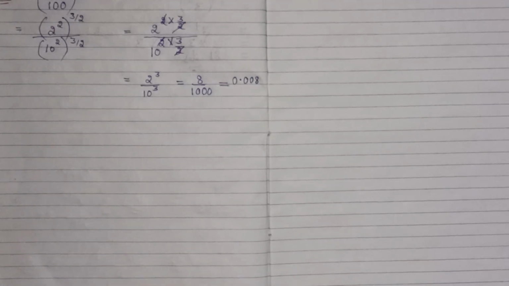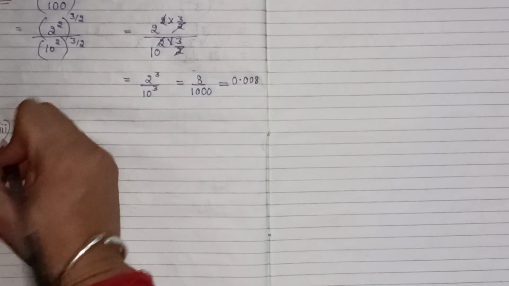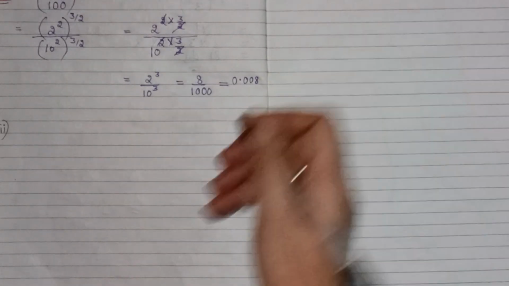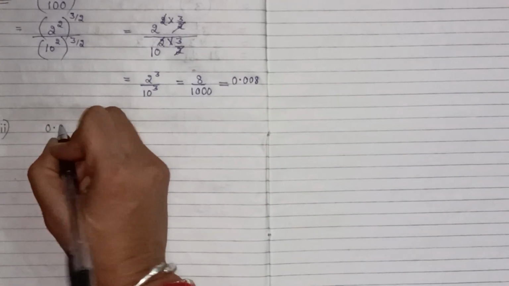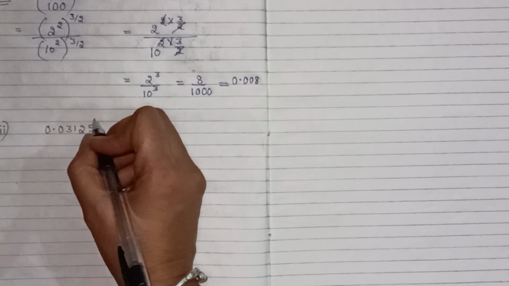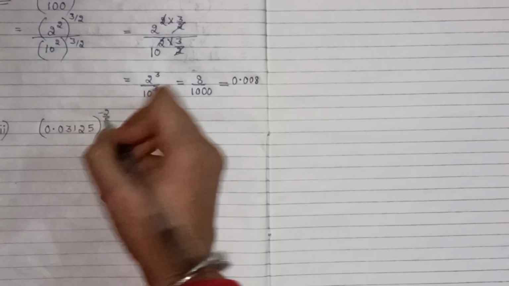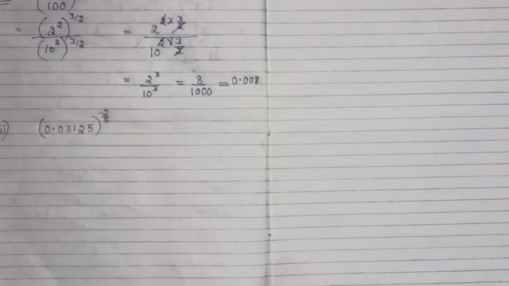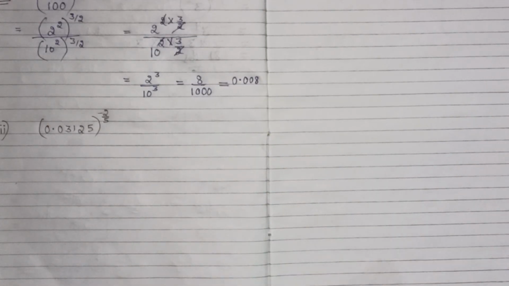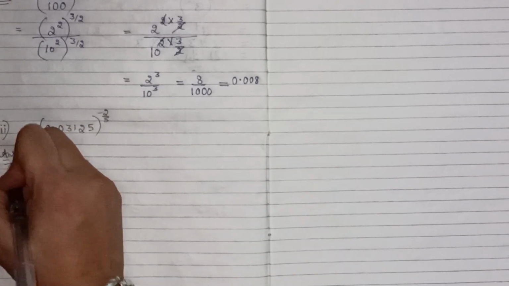Now, we are doing question number 3, third part. All parts are the same. So, now our third part is 0.03125 raised to power minus 2 upon 5. Here 0.03125 is our base and minus 2 upon 5 is our exponent. This is a negative exponent. I write the answer here.